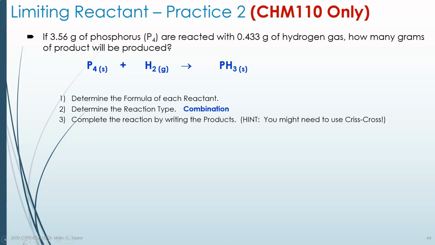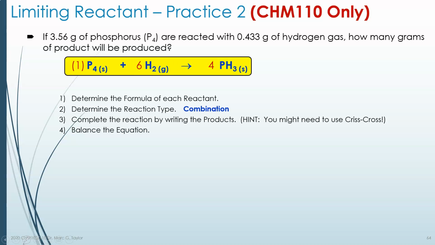It's PH3. This is phosphorus trihydride, also known as phosphine to chemists, but you call it phosphorus trihydride. You don't need to use the crisscross rule because there's no metal in here. It's not an ionic compound, so you won't need it in this particular case, but you might in other situations. Now you're going to balance the equation, and you should be able to balance this equation using the rules we've already discussed, and you would get 1 P4, or 1 white phosphorus, plus 6 H2, or hydrogen gases, produces 4 PH3s, or phosphorus trihydrides, 1 to 6 to 4.